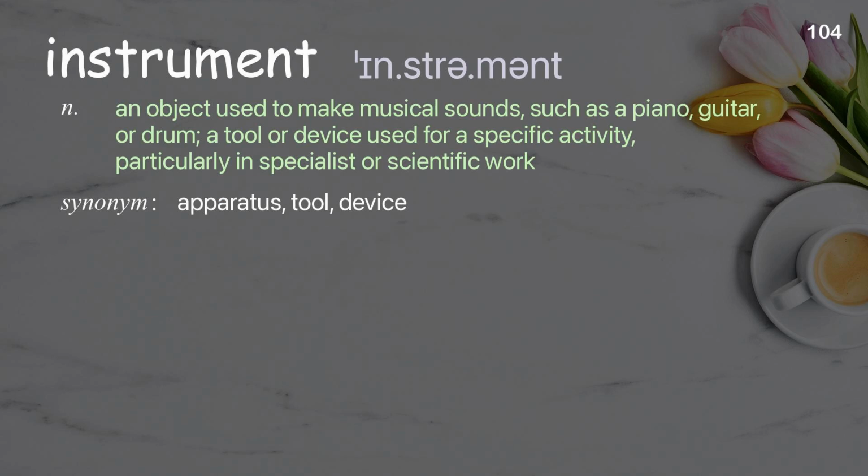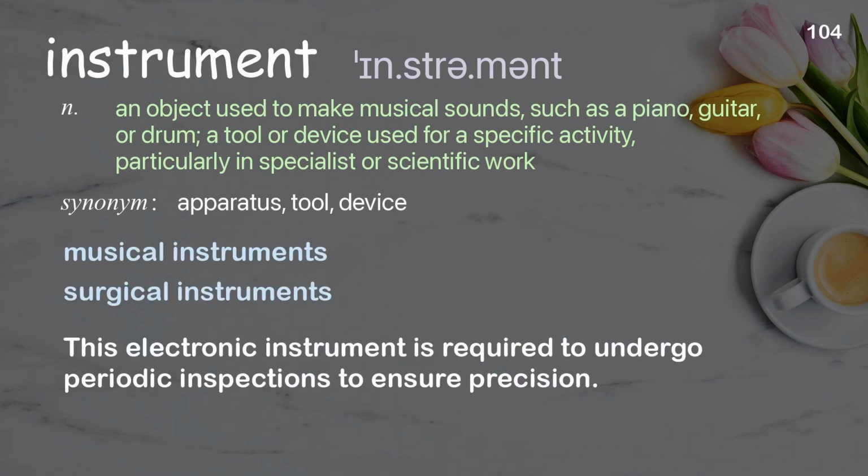Instrument. An object used to make musical sounds, such as a piano, guitar, or drum. A tool or device used for a specific activity, particularly in specialist or scientific work. Examples: Musical instruments. Surgical instruments. This electronic instrument is required to undergo periodic inspections to ensure precision.